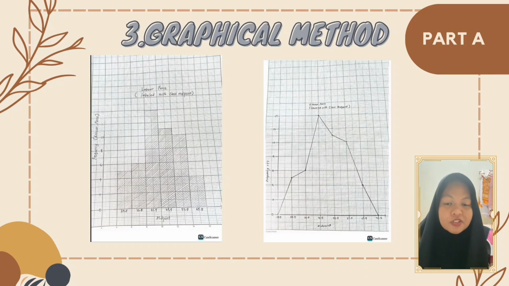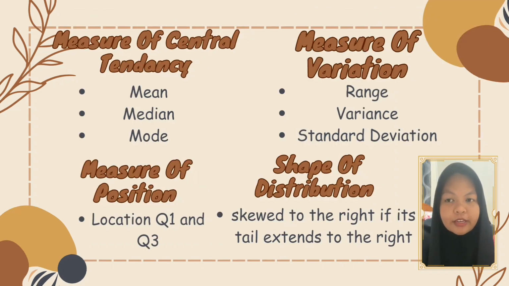Part A, number 3, is about graphical methods. This is a histogram and polygon graph. For part A, number 4, about measure of central tendency, which is mean, median, and mode. Next, measure of position, which has location Q1 and Q3. And measure of variation, which has range, variance, and standard deviation. The last one is shape of distribution.